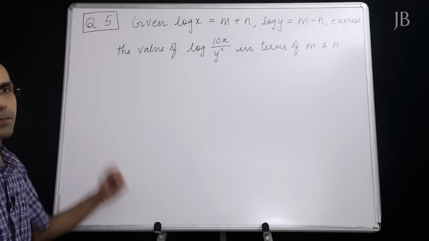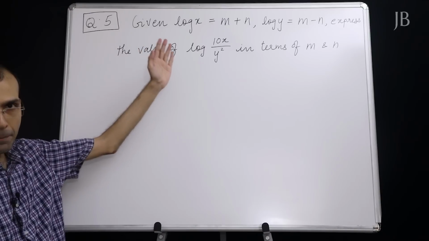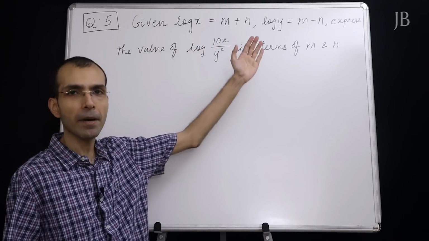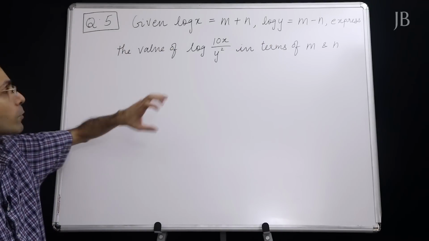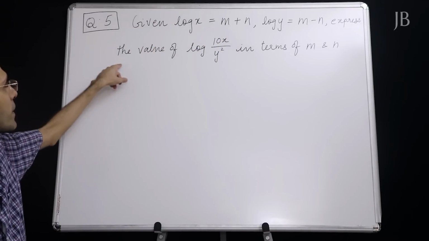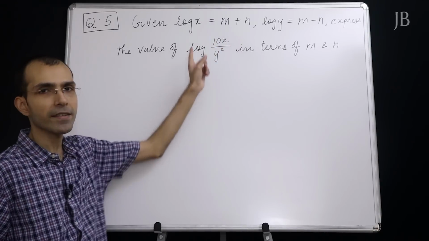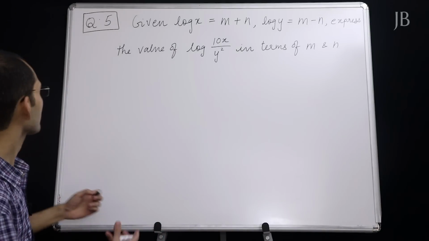Question 5. Given log x equals m plus n, log y equals m minus n. So log x is given to you, x is not given to you. The log x value is given and log y is given to you. Express the value of log of 10x upon y square in terms of m and n.